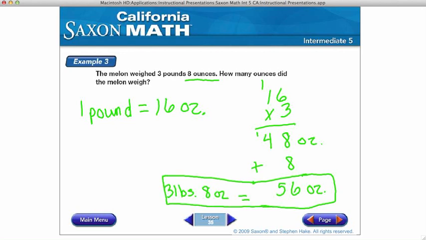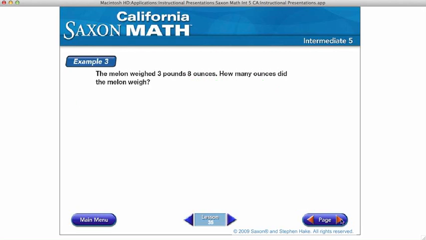Okay, so it's the same process for converting every time. We're just changing the units. So you need to pay attention to what 1 pound is equivalent to or what 1 minute is equivalent to. But the process is the same. We're just changing the numbers. So let's look at example 4.